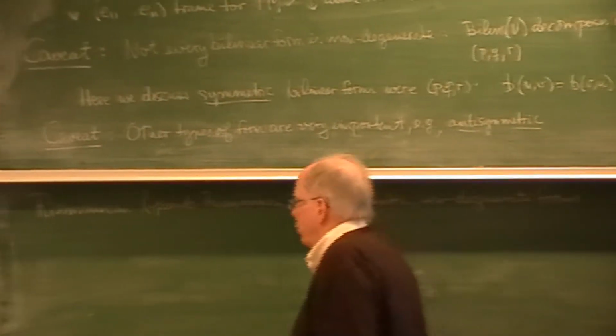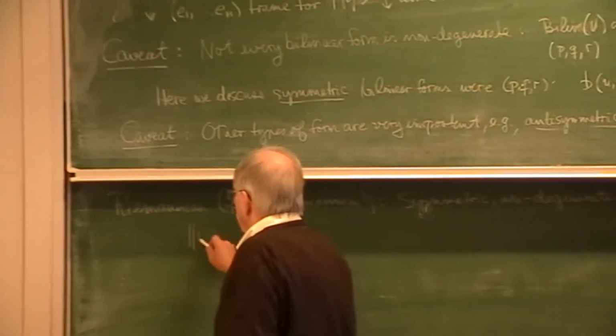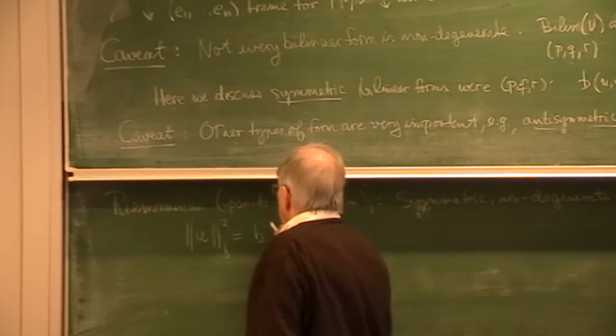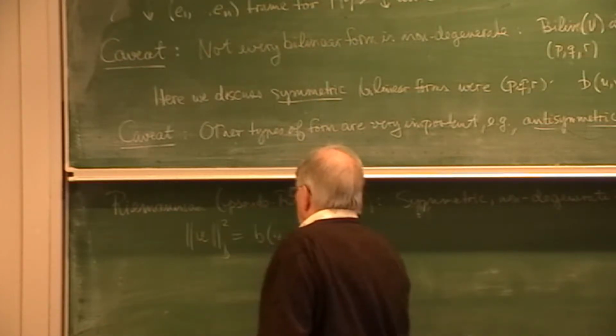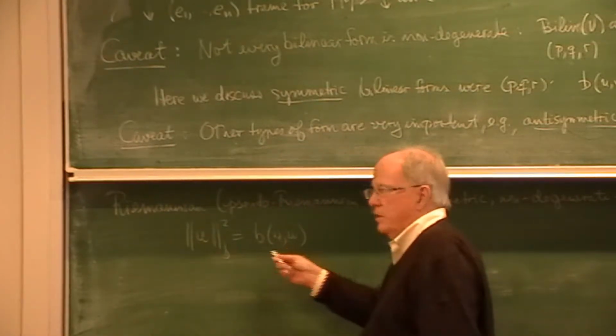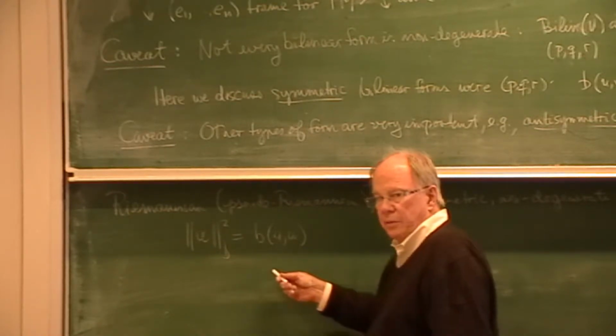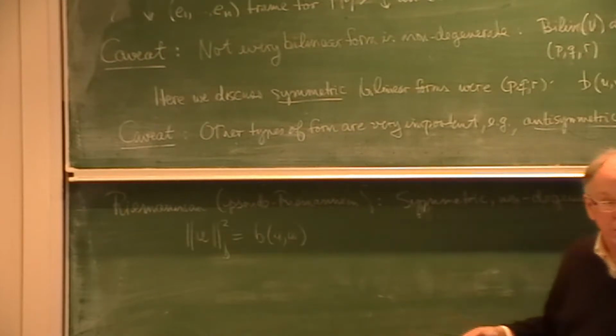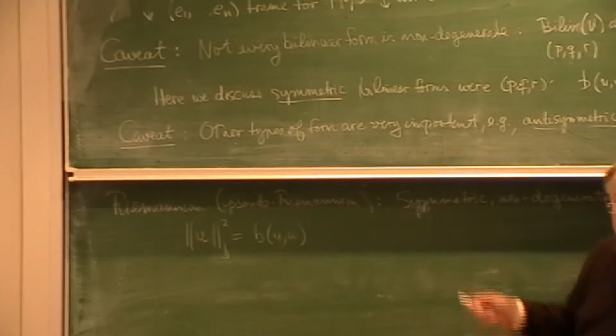And quite often then I will write the norm of a vector squared with respect to b as b(u,u). If the form is positive definite, this will always be a norm in the classical sense, but if it's not positive, this may be negative. And that's okay, it's allowed. Okay? Fine.